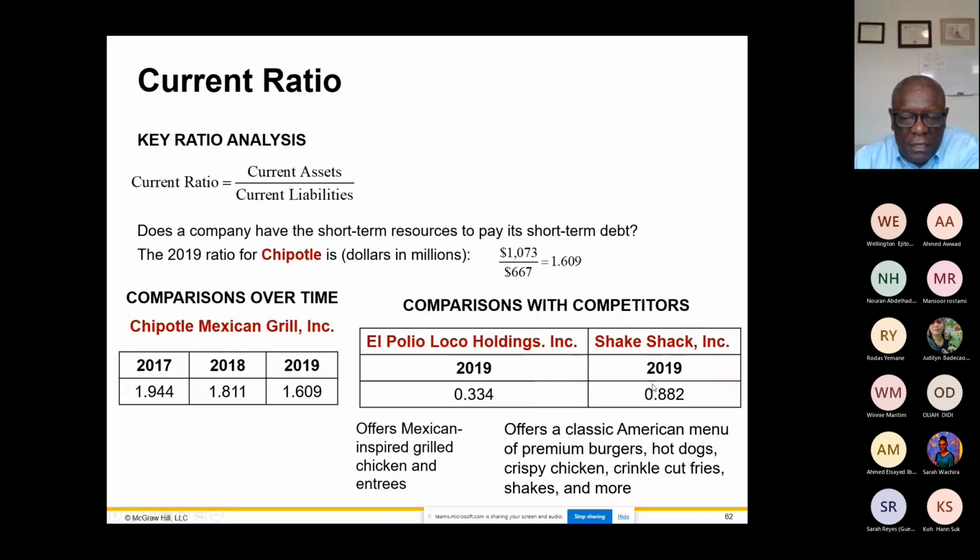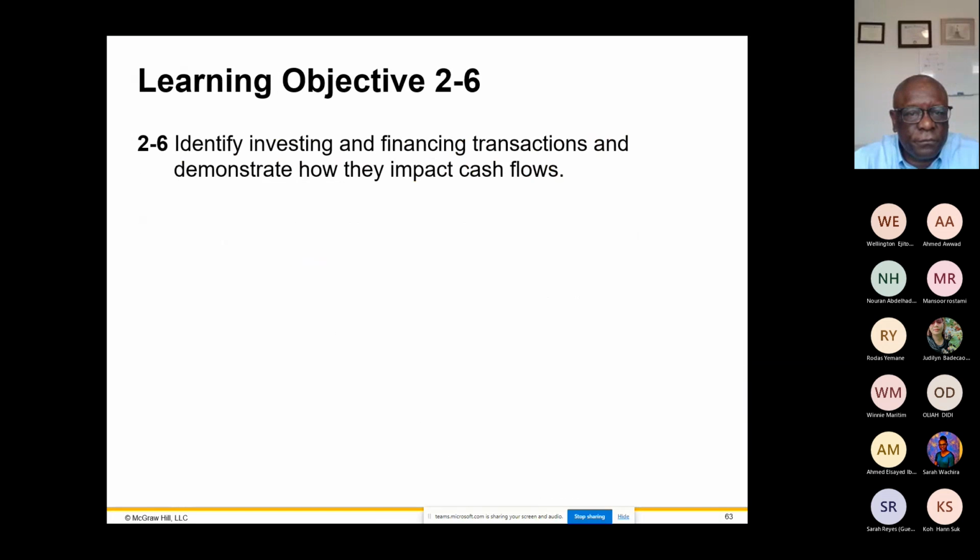Also, Shake Shack is at least a bit better than El Polo, because that one is 0.882, almost 1-for-1, but it's still not comfortable. If they pay all their current liabilities, they will not have anything left. They will not even be able to pay all, and there is no way they will have short-term current assets to operate. So that is good analysis. I like the answers you gave.